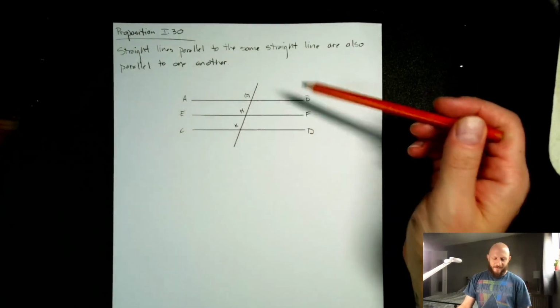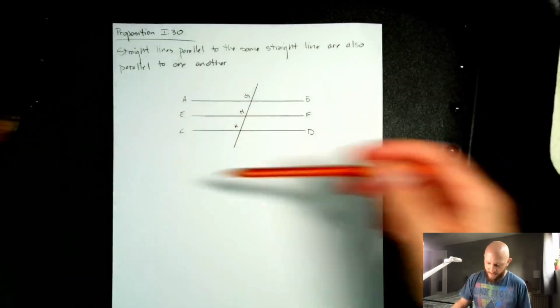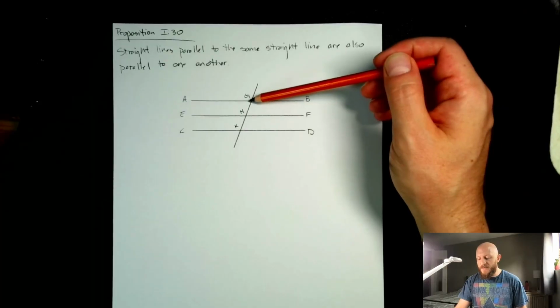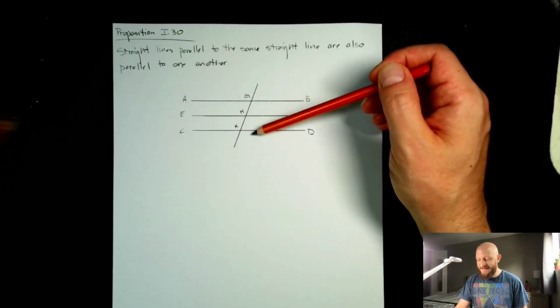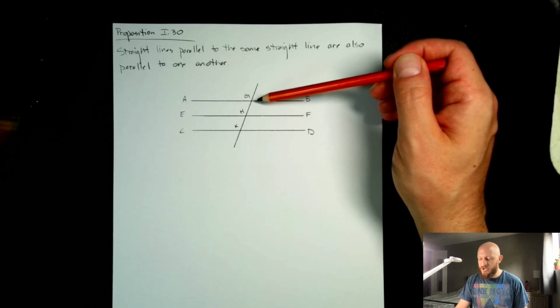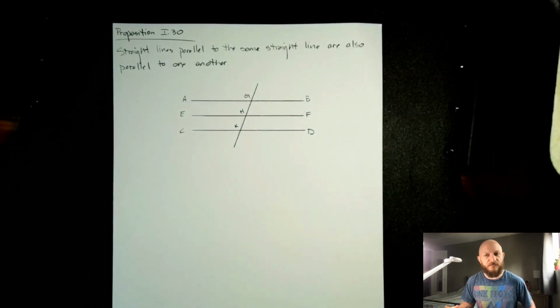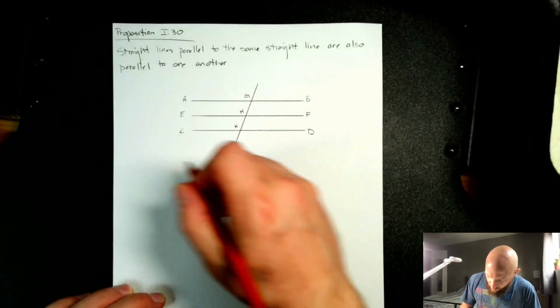So the setup, which I'll just explain and then I'll write it really quickly, is that we can assume that AB is parallel to EF. We'll assume that CD is parallel to EF, and then we want to show that AB is parallel to CD. It's just that simple. All right.